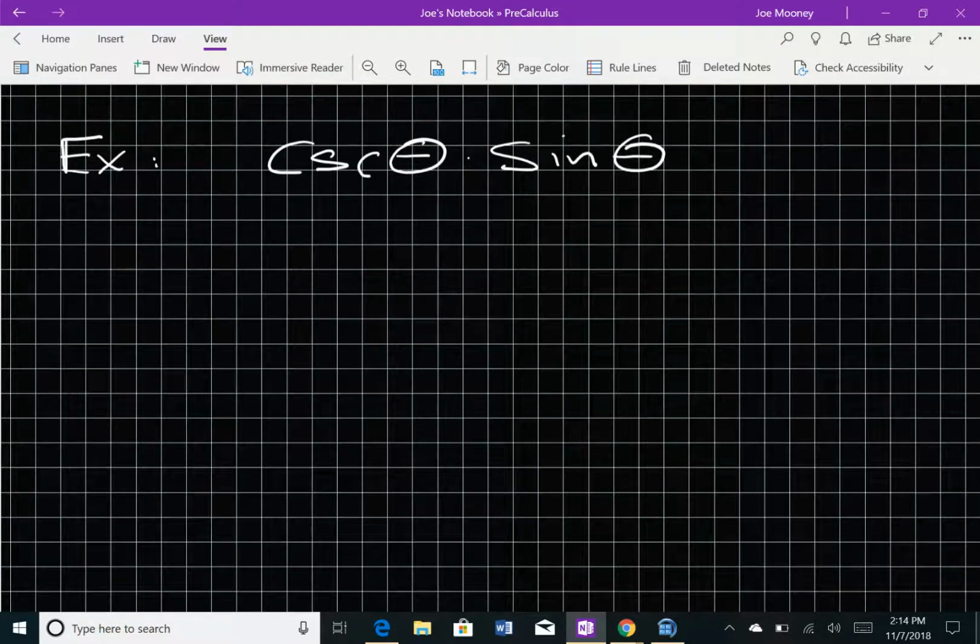All right. So as you get started, one of the techniques, and they're obviously going to build, is to think about things in terms of sine and cosine, right? So you and I know cosecant can be written as 1 over sine. So let's write that as 1 over sine of theta, multiplied by the sine of theta.